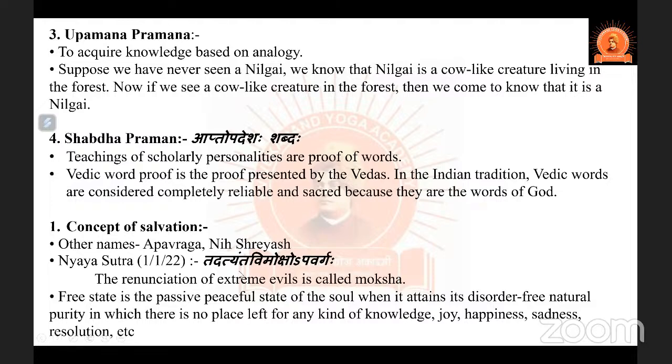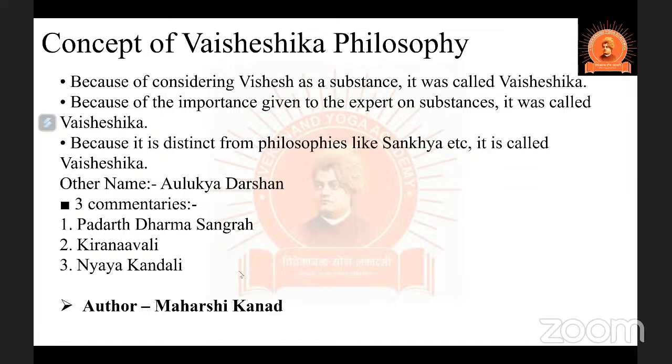So next, the other one is Vaisheshika philosophy. Why is this philosophy called Vaisheshika? Because it explains different substances. It is because of considering vishesha as a substance. Vishesha means something specific, something unique. Because of considering this vishesha as a substance, as a dravya, it is called Vaisheshika philosophy.